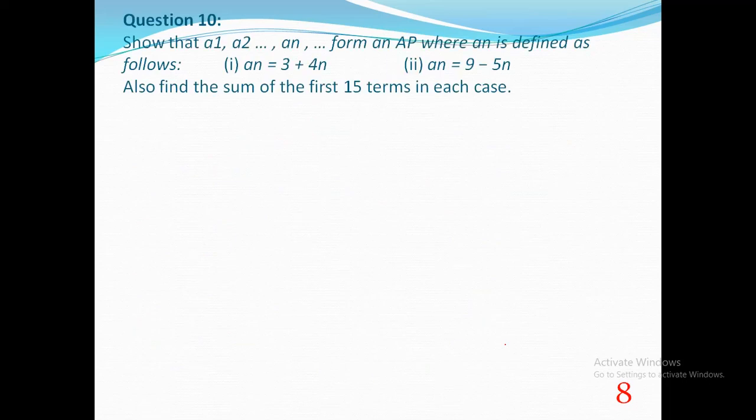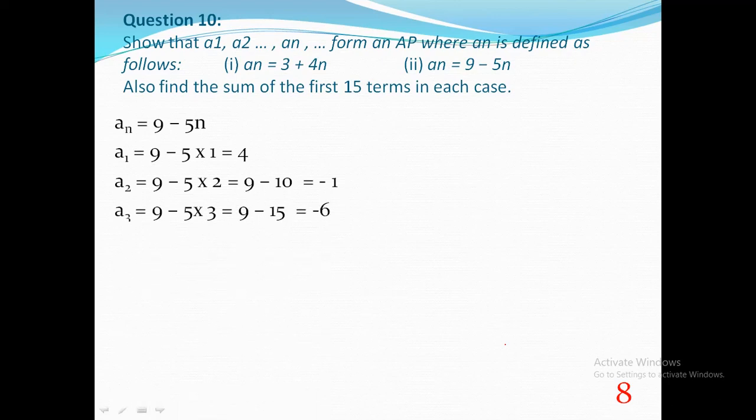Here is question number 2. AN equal to 9 minus 5n. In place of n I write 1. Again I get A1 in that particular AP. A1 equal to 9 minus 5 into 1, that is 4. A2 equal to 9 minus 5 into 2, that is 9 minus 10, minus 1. A3 equal to 9 minus 5 into 3, that is 9 minus 15, that is minus 6.